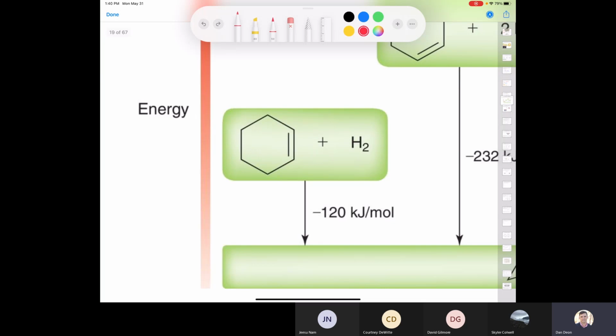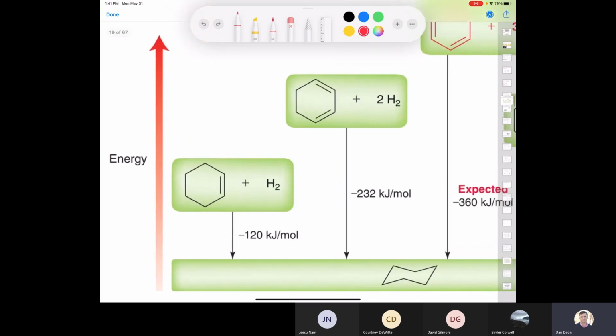Okay, we find that 120 kilojoules per mole of energy is released when you hydrogenate that molecule. If you have 1,3-cyclohexadiene and you subject that to hydrogenation, you release 232 kilojoules per mole of energy, right? It's not double, but it's close to double.